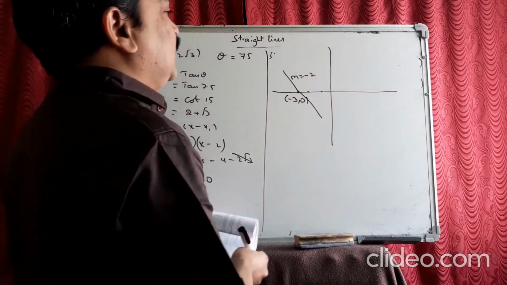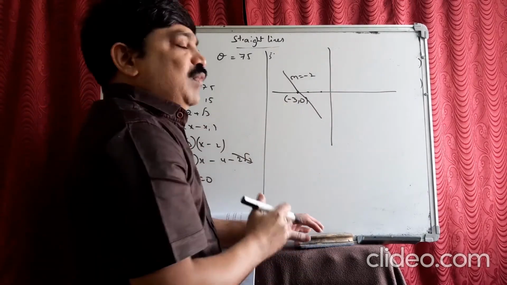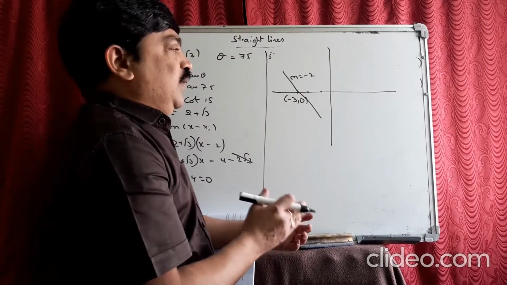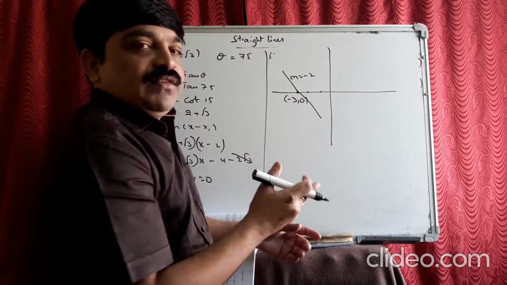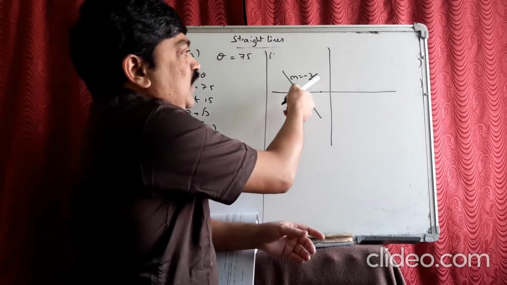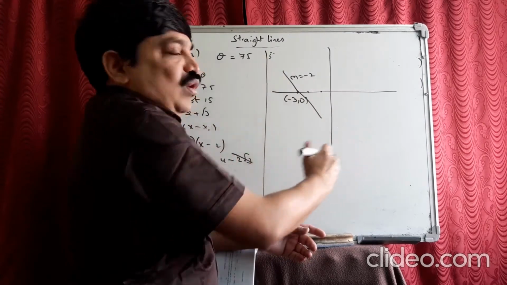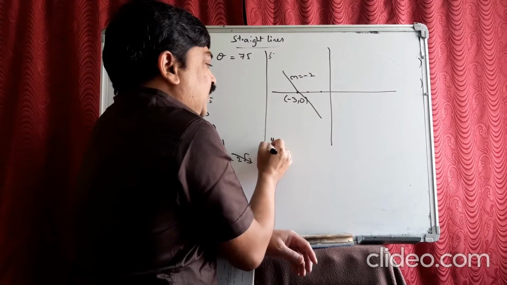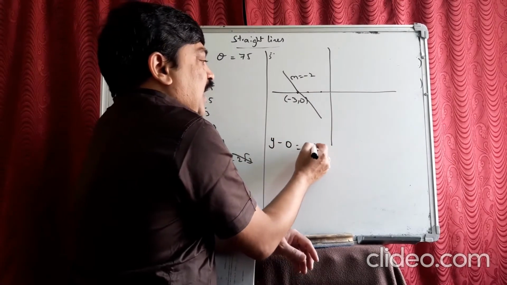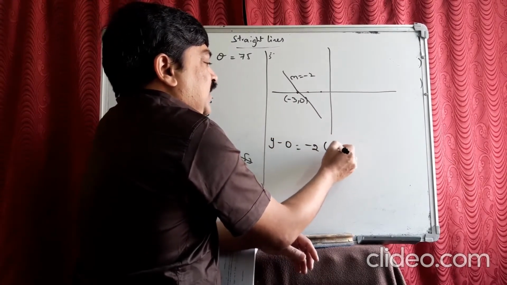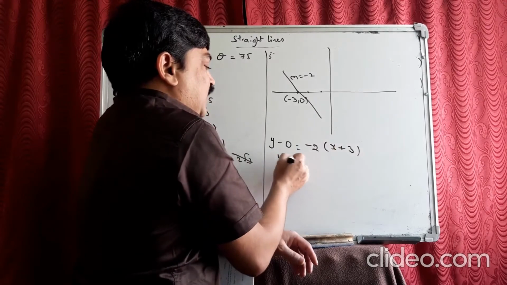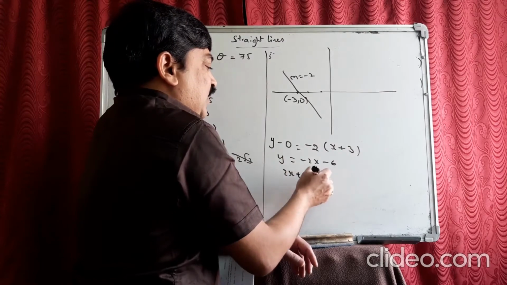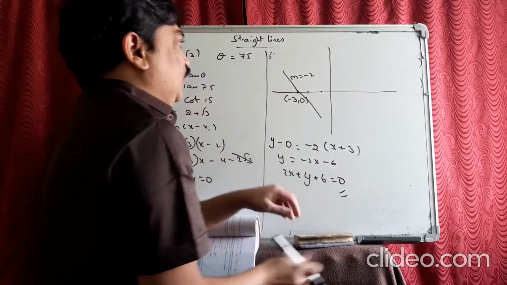The point is given and slope is given. Sir, why did you draw this line like this? Because if slope is negative, I know that theta is an obtuse angle. If theta is obtuse, then obviously tan theta will be negative. So that is the reason, by seeing the negative slope I have drawn it like this. Now point is there, slope is there. Equation will be y minus y1 equals m into x minus x1. So it becomes y is equal to minus 2x minus 6, that is 2x plus y plus 6 equal to 0.